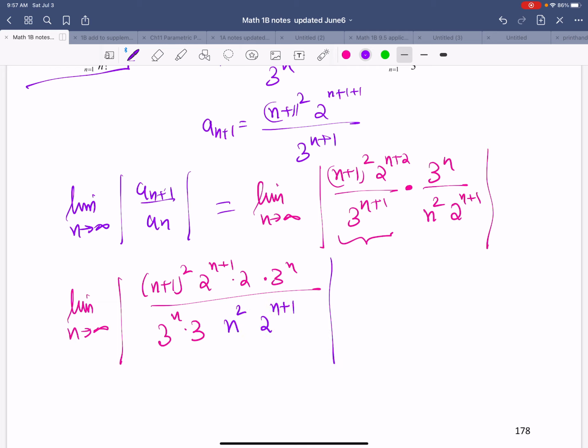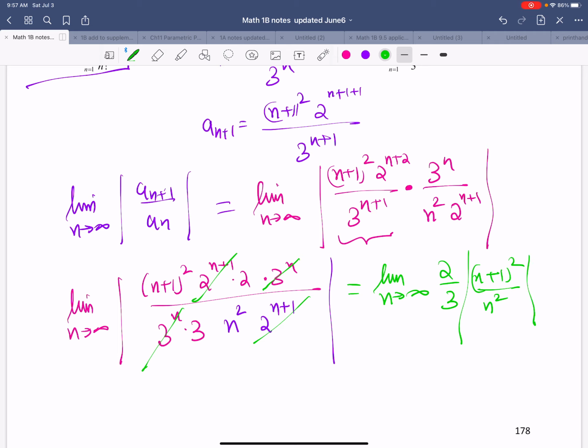Let's go ahead and cancel all the terms we can cancel. 2 to the power n plus 1 is gone. 3 to the power n is gone. And we are left with the limit as n goes to infinity. I can pull the 2/3 out. We're left with (n plus 1) squared over n squared.